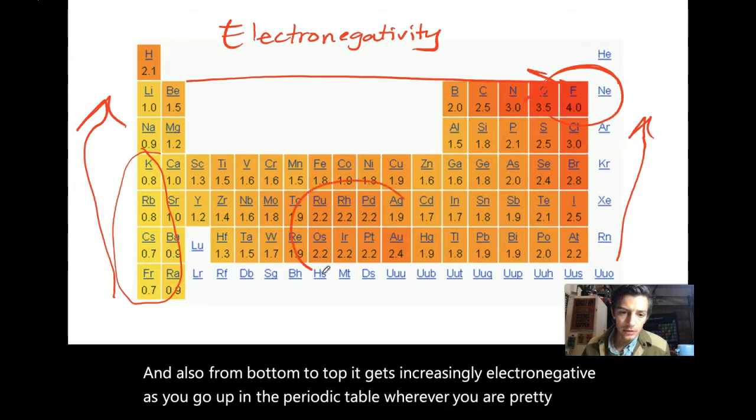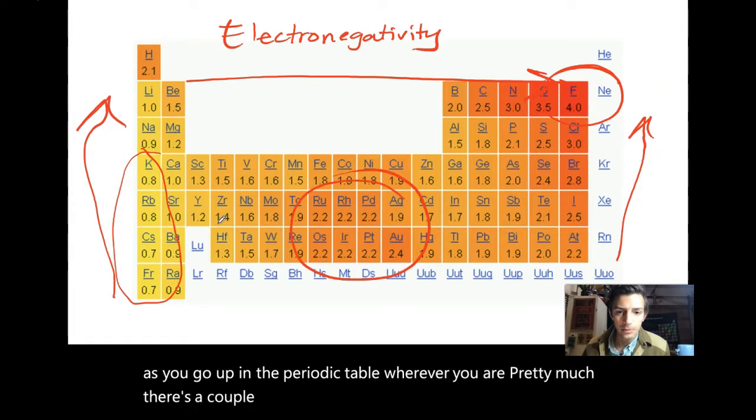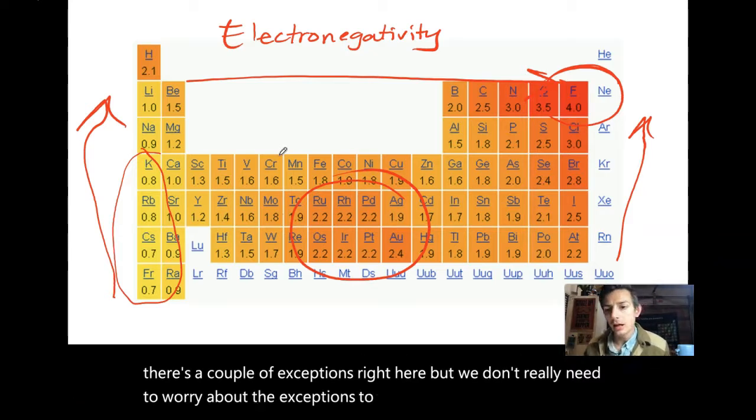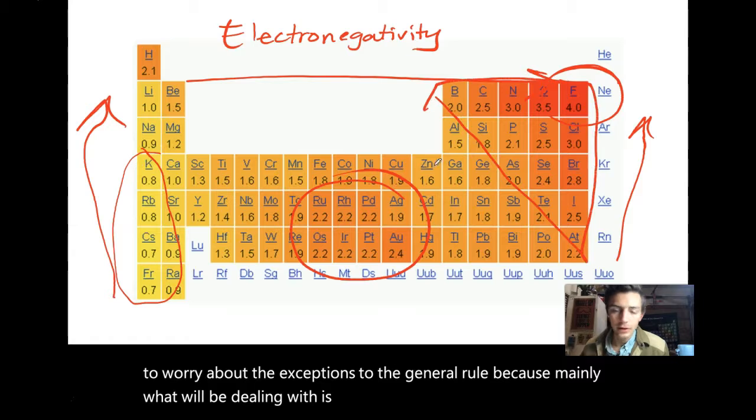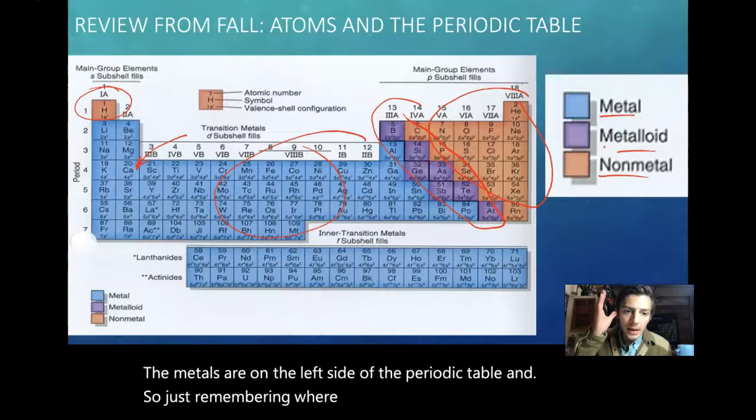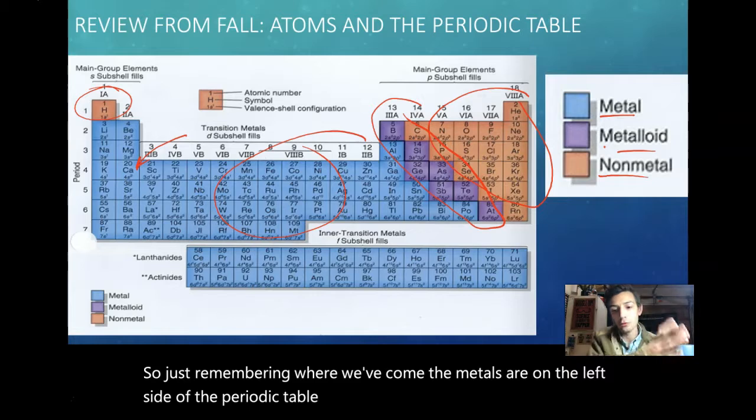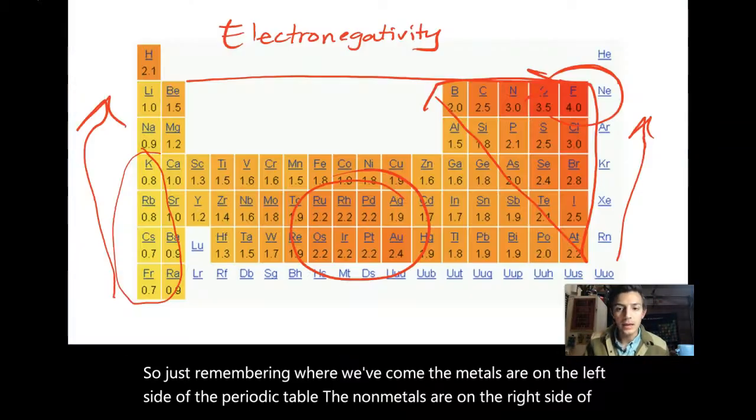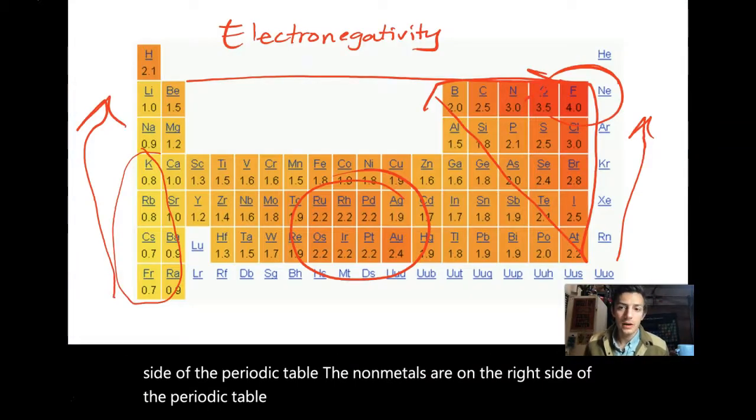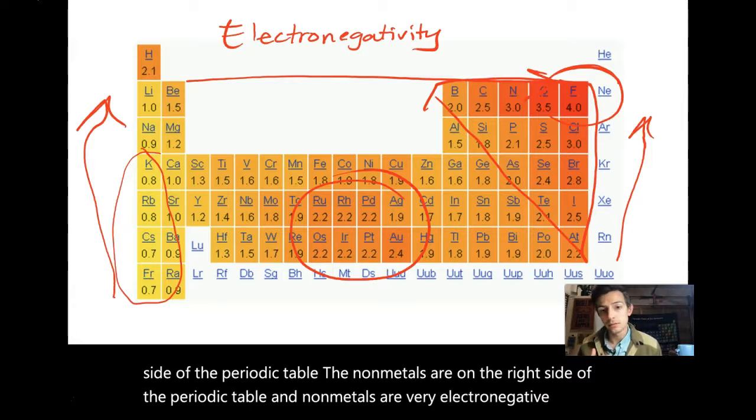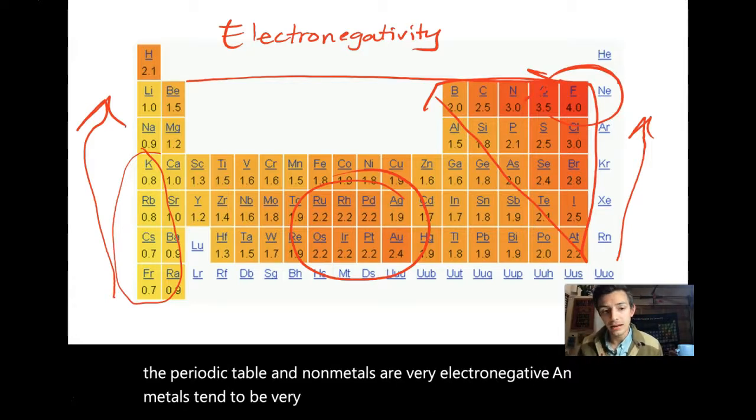There are a couple of exceptions right here, but we don't really need to worry about the exceptions to the general rule, because mainly what we'll be dealing with is nonmetals, which are over here on the right side. The metals are on the left side of the periodic table. The nonmetals are on the right side. Nonmetals are very electronegative, and metals tend to be very low in their electronegativity value, so they aren't very electronegative.